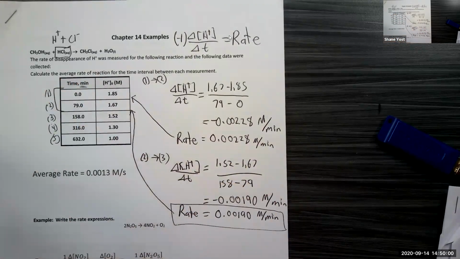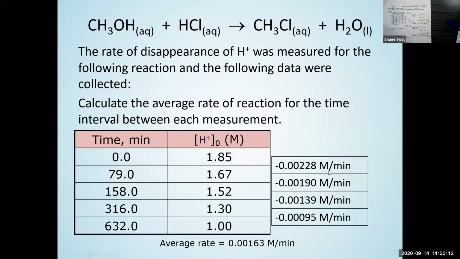Okay. Right, and then you can repeat that process for intervals 3 to 4 and 4 to 5, right? And if you do that, then you'll get these values here. So here I have written the change in concentration of H over change in time for these different time intervals. That's why they're all negative, okay?